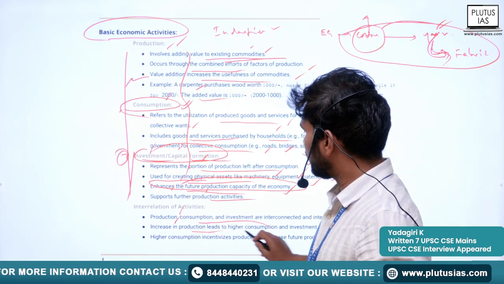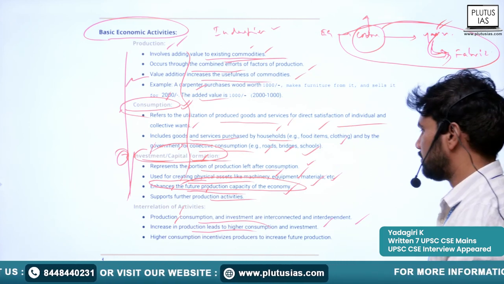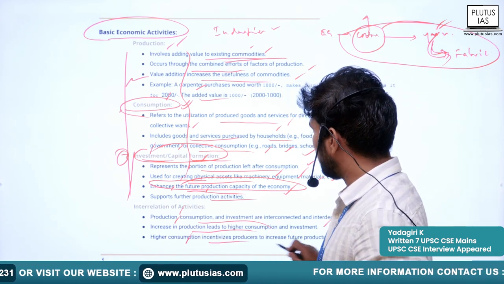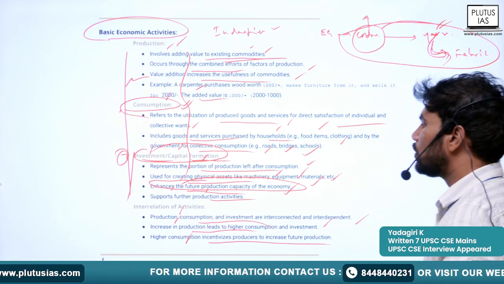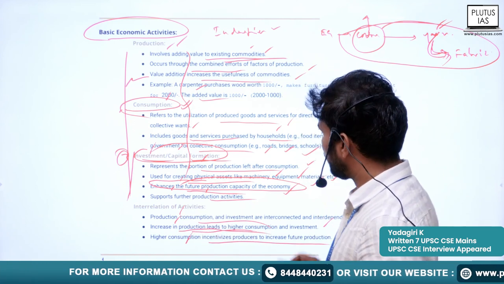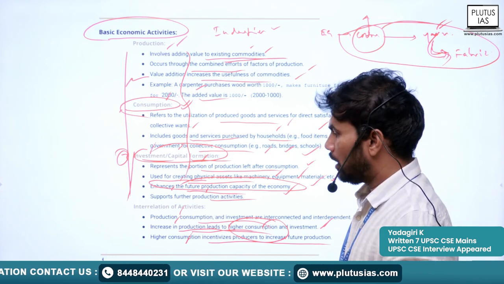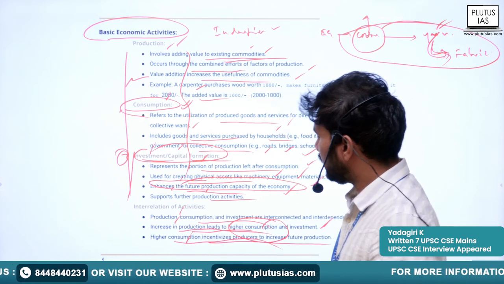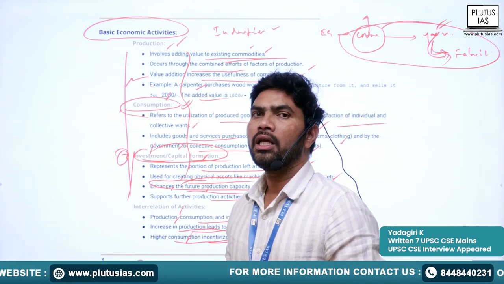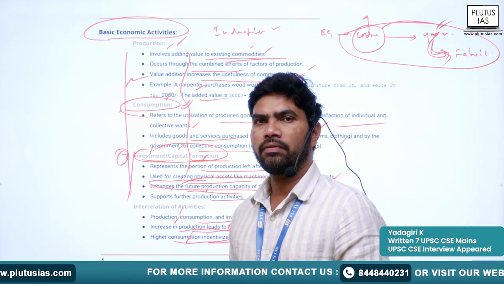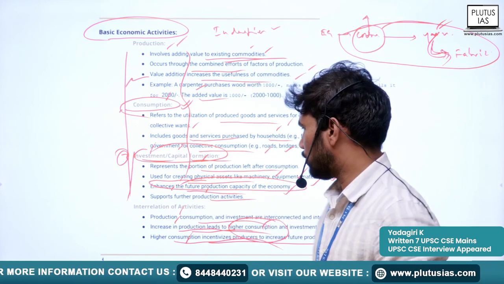Increase in production leads to higher consumption and investment. Higher consumption incentivizes producers to increase future production. So when consumption is higher, there will be more demand for goods and services, so the producers will be further encouraged to produce more, right?